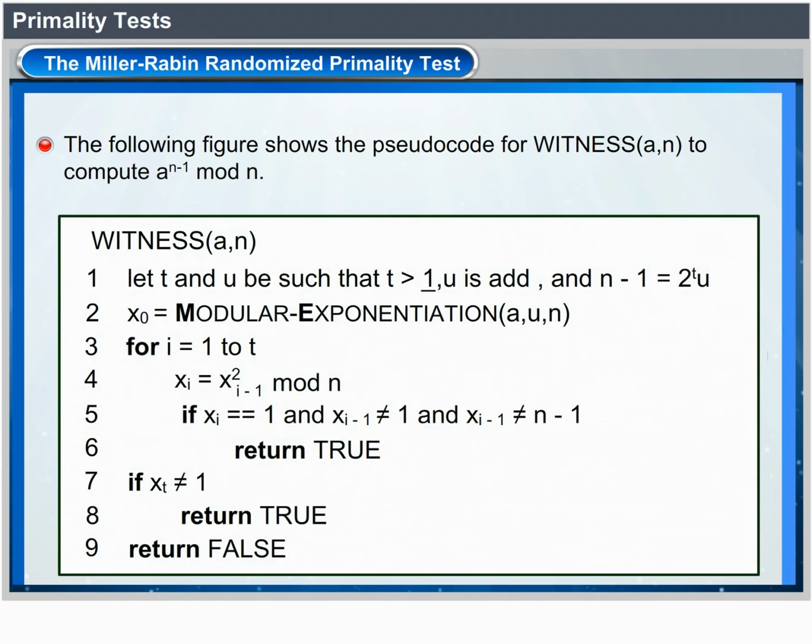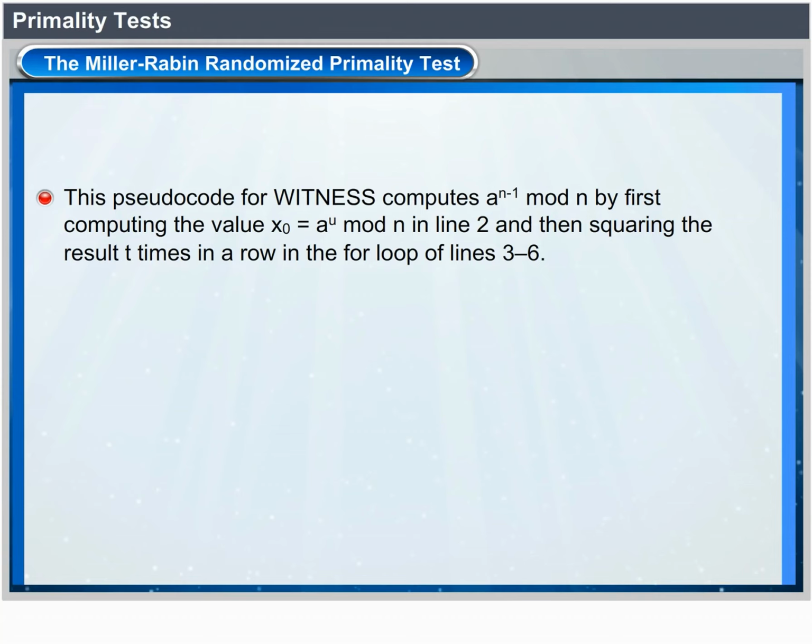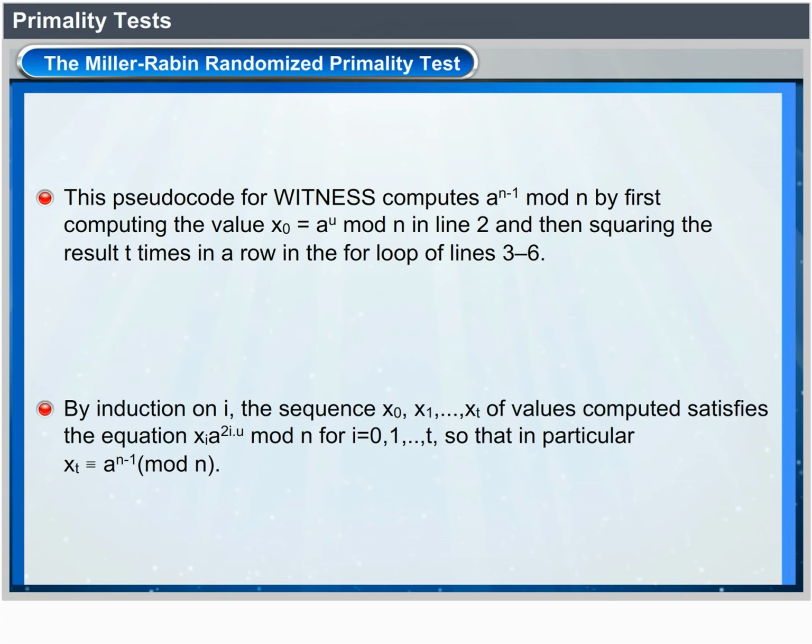This pseudocode for witness computes a^(n-1) mod n by first computing the value x0 equals a^u mod n in line 2 and then squaring the result t times in a row in the for loop of lines 3 to 6. By induction on i, the sequence x0 up to xt of values computed satisfies the equation xi ≡ a^(2^i u) mod n for i equals 0 to t, so that in particular xt ≡ a^(n-1) mod n.